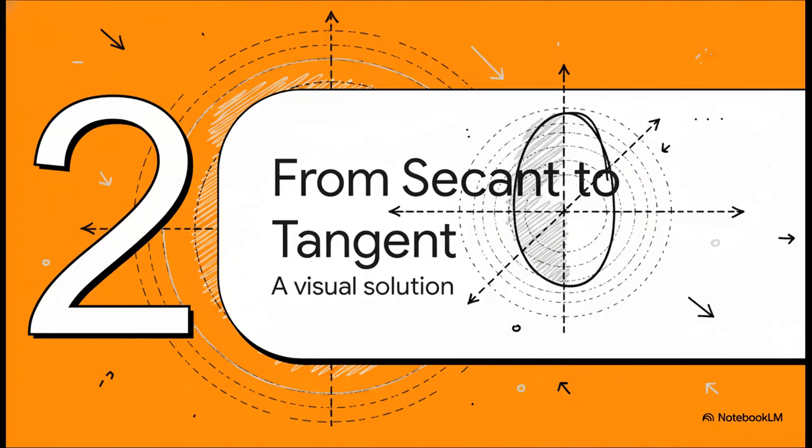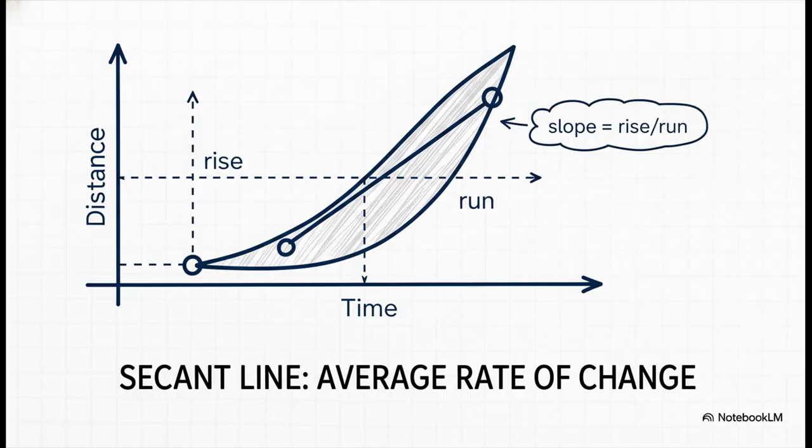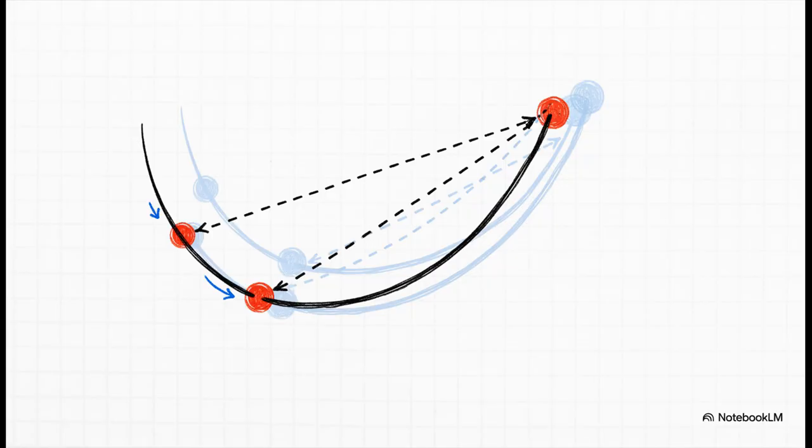Well, the solution is actually beautiful. Let's switch to a visual, because geometry gives us a brilliant way to sneak up on the answer. Okay, imagine your car's journey is plotted on a graph. Time is along the bottom, distance is up the side. Now, if we pick any 2 points on that journey and draw a straight line connecting them, that's called a secant line. The steepness of that line, its slope, is just the average speed between those 2 moments. But here's the thing. We don't want the average speed. We want the speed at one instant.